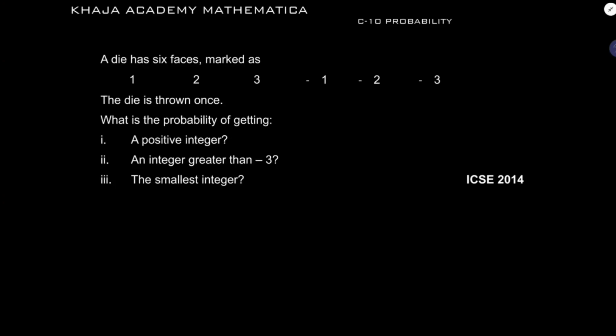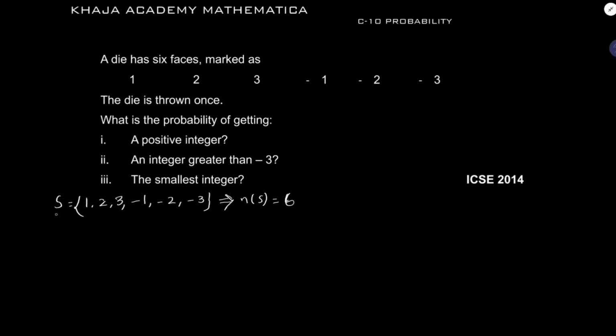So here clearly the sample space of this one is like: we have the numbers 1, 2, 3, -1, -2, -3. So that implies there are 6 elements. Total number of outcomes are like 6.